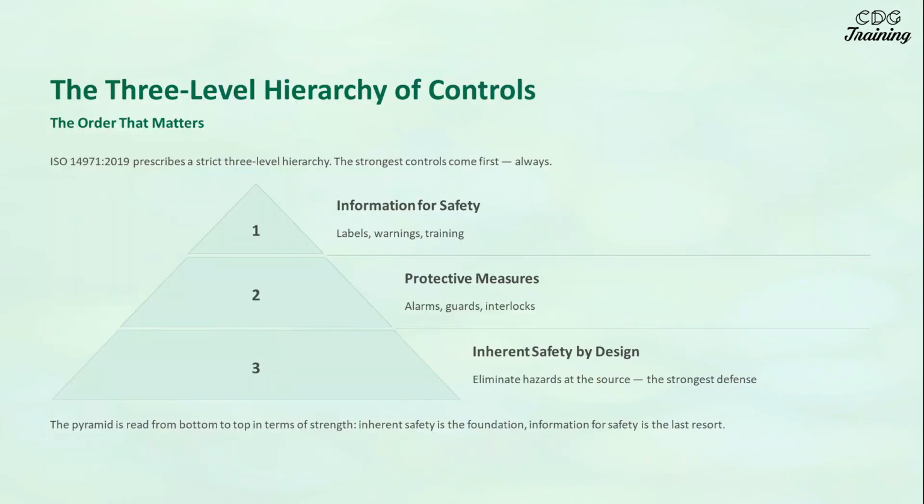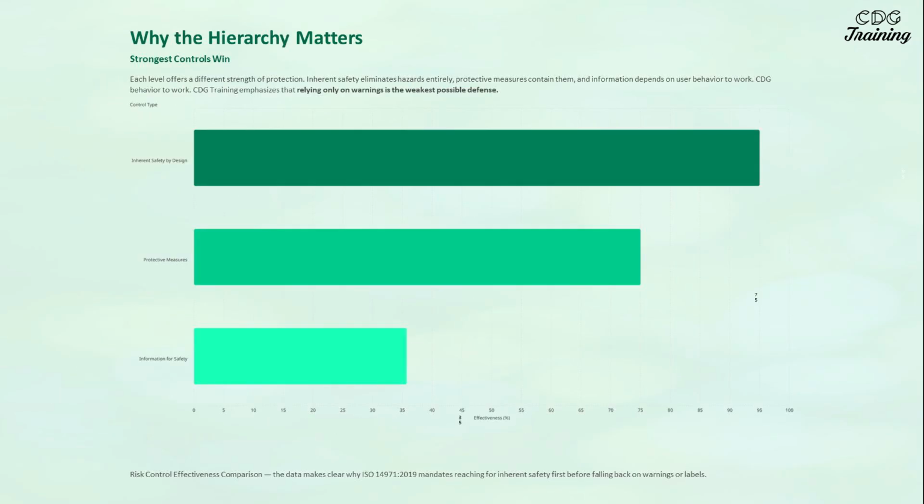The hierarchy of controls prioritizes safety measures, starting with information, followed by protective measures, and inherent safety by design. Each level of control offers different strengths, with inherent safety being the strongest. This hierarchy ensures the weakest possible defense is never relied upon.